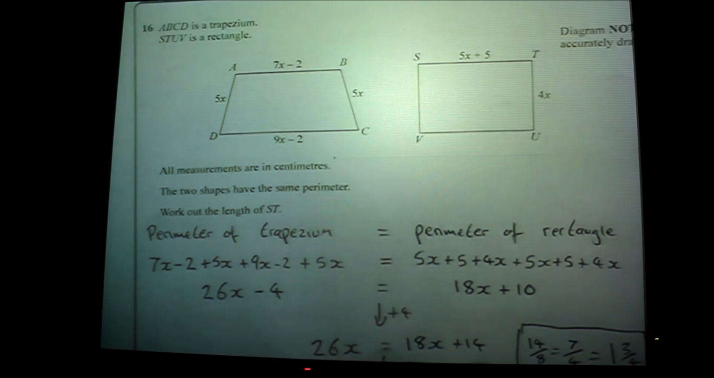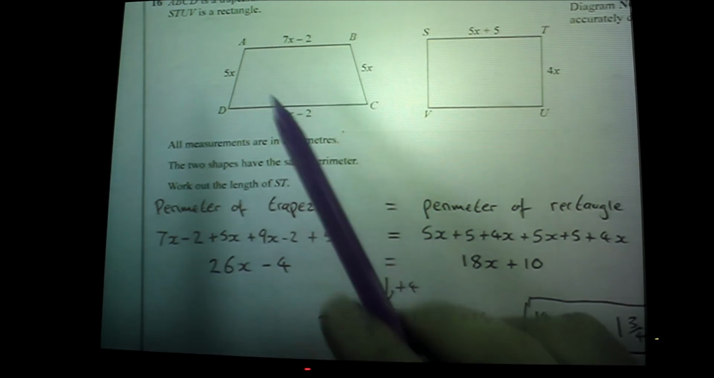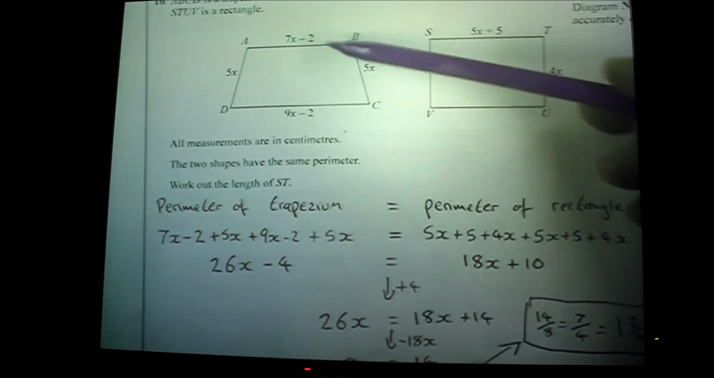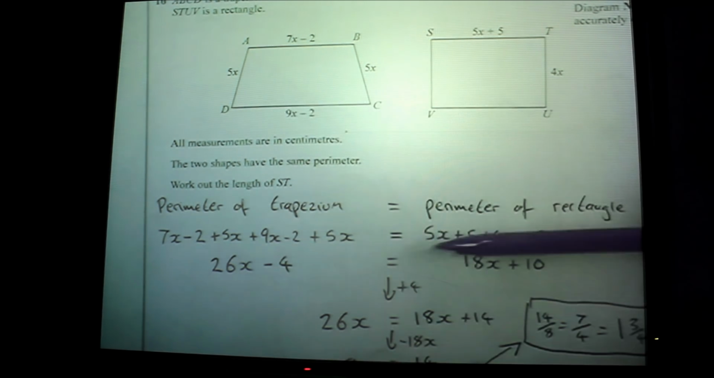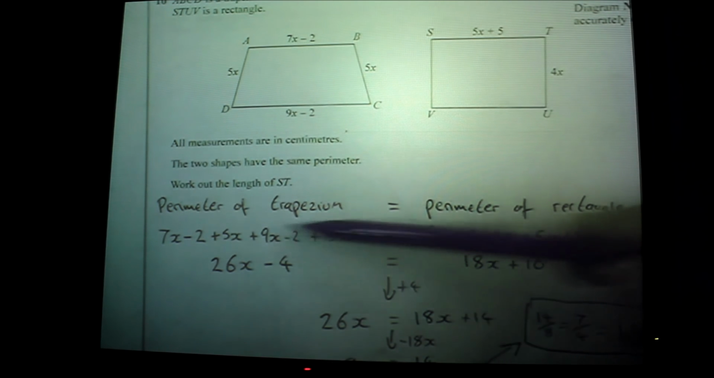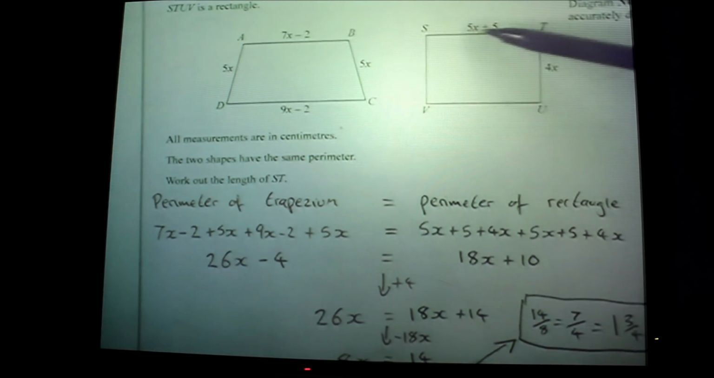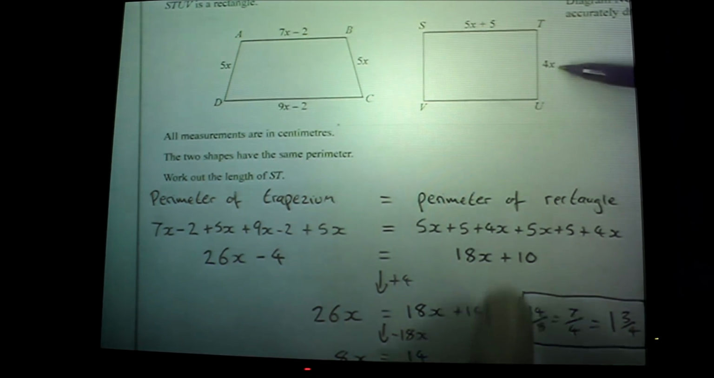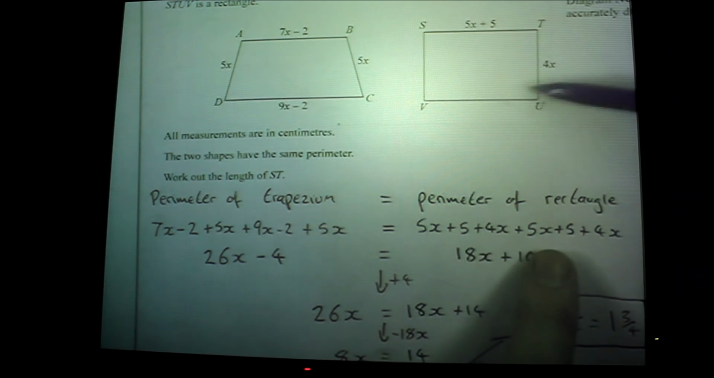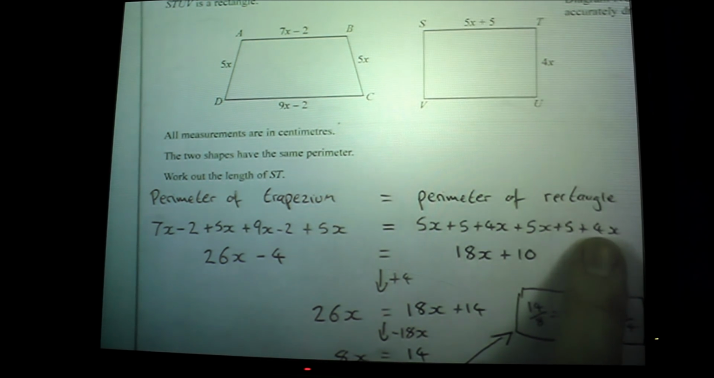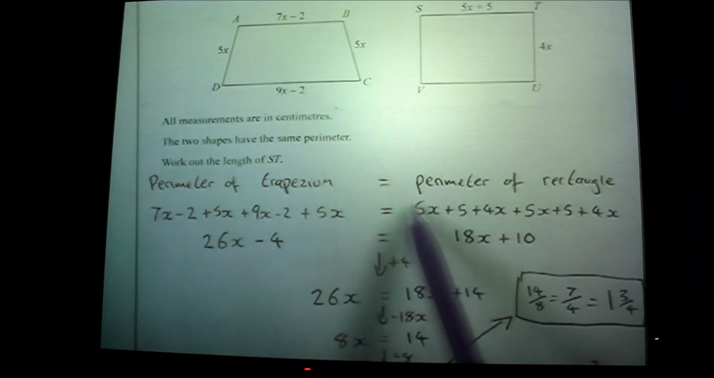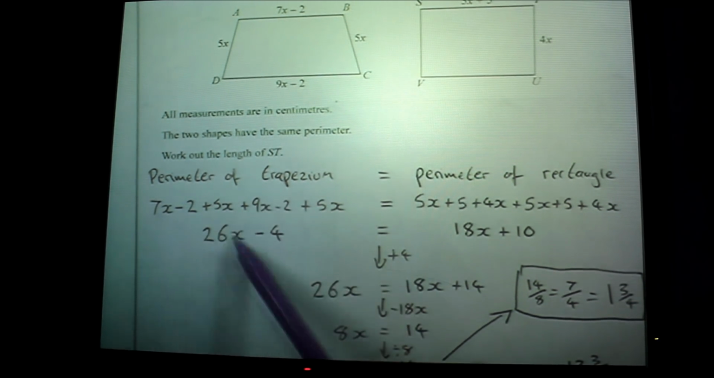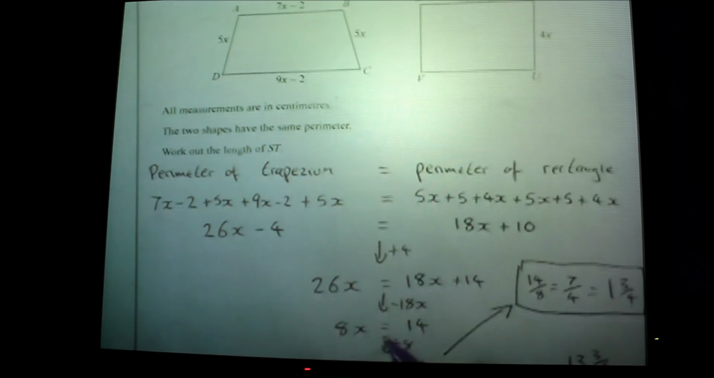What I've done, look, the perimeter of the trapezium is this. It's 7x take 2, add 5x, add 9x take 2, add 5x. And that is written here. The rectangle is 5x add 5, add 4x, add 5x add 5, add 4x. And we're told they're the same, so I've said they're equal. I've simplified that lot to get that, simplified that lot to get that, and then I'm going to solve it.